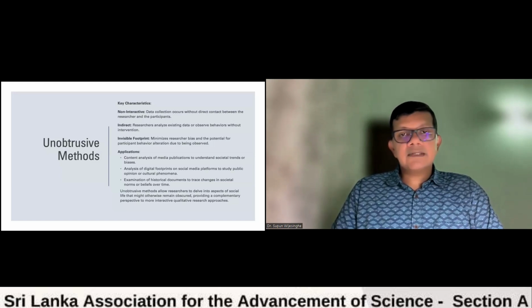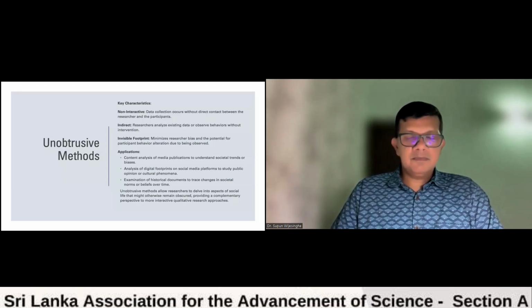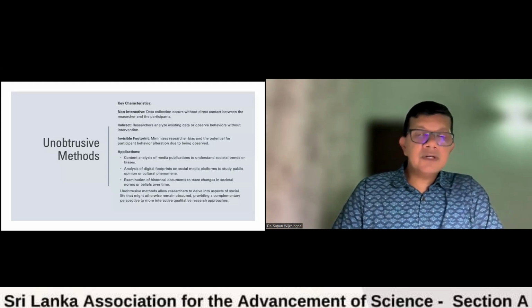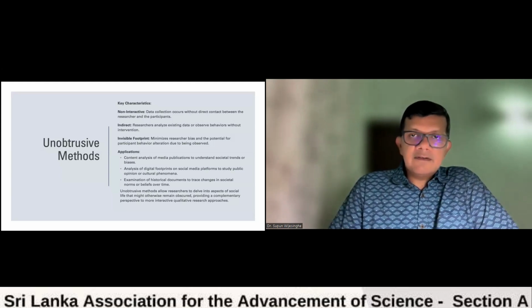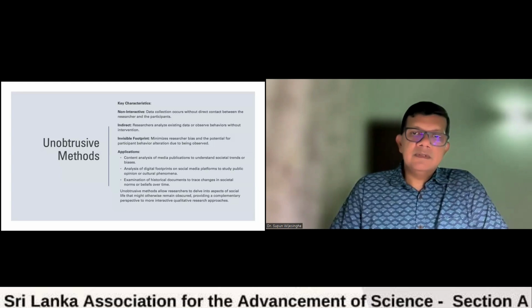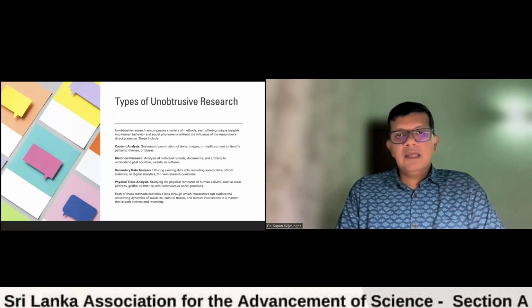So it has a minimum footprint, so researcher bias is minimum. And you can do a non-interactive sort of data collection. You don't intervene with anything, you just observe. So that is the beauty of this technique.